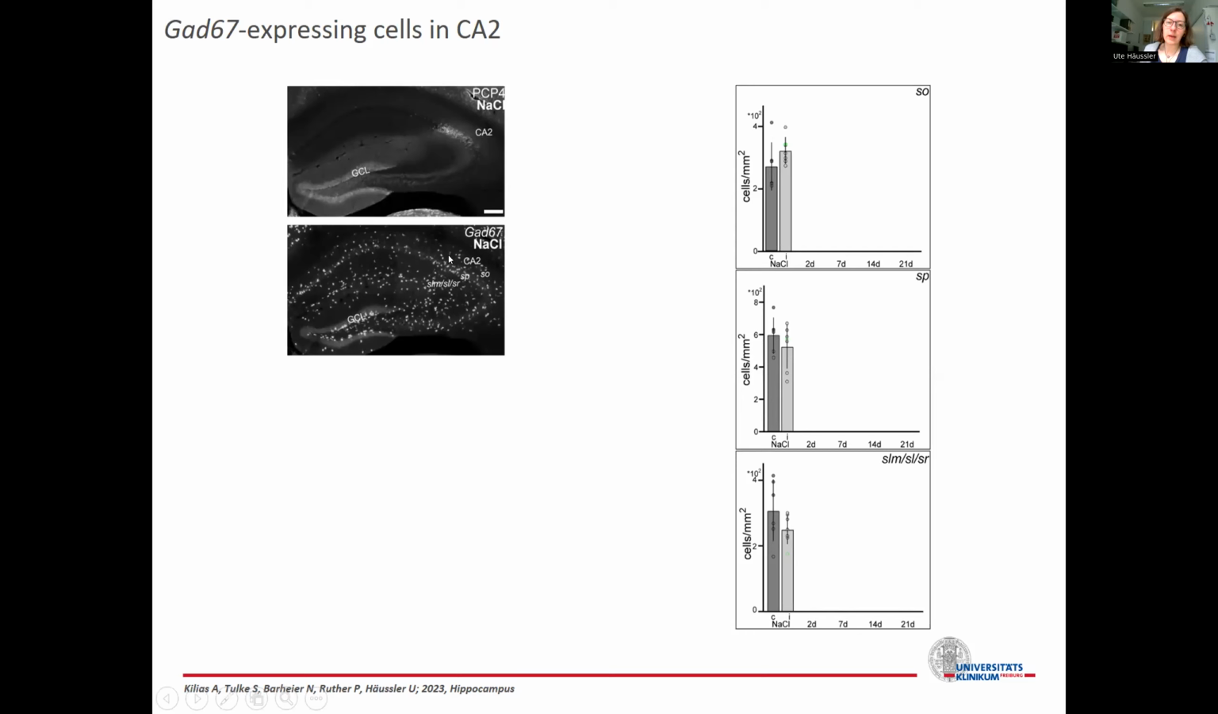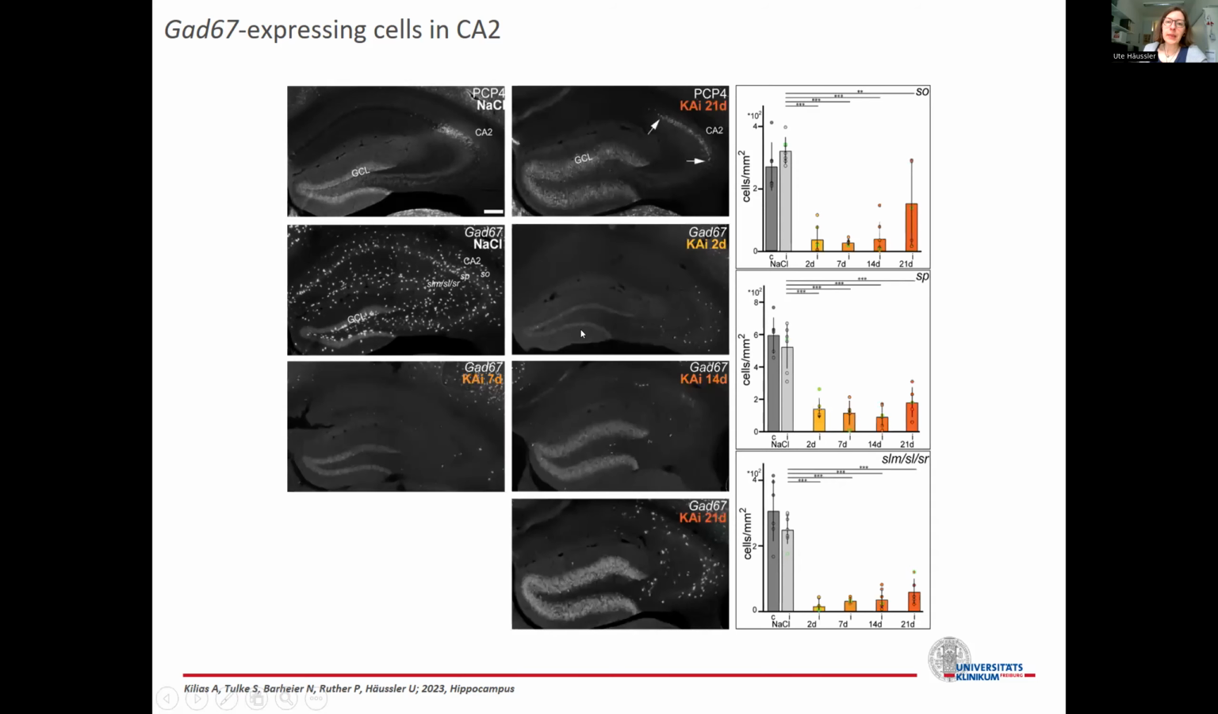So what we did was use PCP4 stainings to determine where CA2 is located, and then GAD67, the glutamic acid decarboxylase, which converts glutamate to GABA and is a marker for inhibitory neurons, and used in situ hybridization for GAD67, and then quantified cells specifically in all layers of CA2. Along the time course from 2 days to 21 days after kainate, in the ipsilateral CA2 region we saw already 2 days after kainate a massive loss of these inhibitory interneurons, and this remained for all the time.